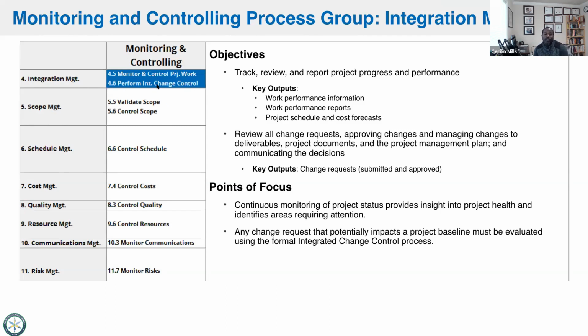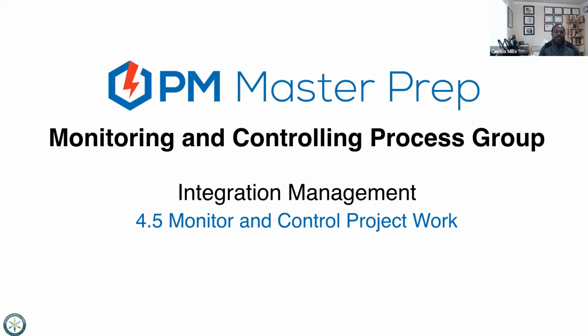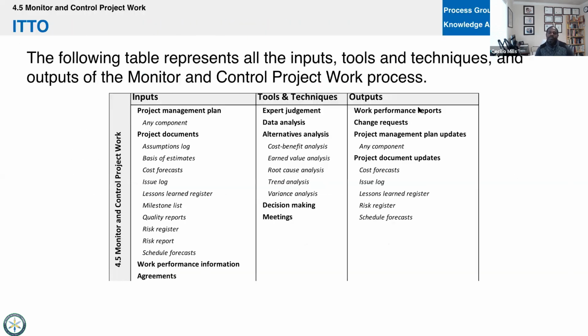So we see here from perform integrated change control all the way down to monitor stakeholder engagement, all of the outputs of these processes, the work performance information that we get from each of these, becomes an input to monitor and control project work. And then the output of this process is a work performance report. So I just wanted to show you that all of these processes from 4.6 down feed into this one process. And then the output of that is the actual report. And so we see that there. We see work performance information in, work performance report as an output.